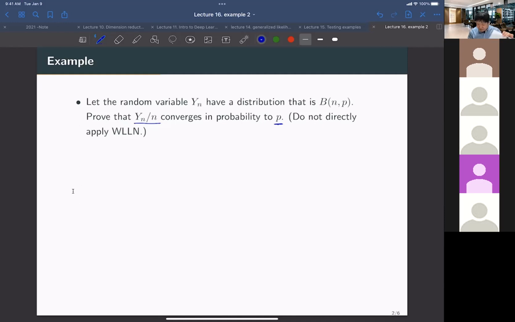Okay, so let me see. Convergence in probability means that Xn converges to some number X or C. For any epsilon, the probability that the difference between these two is greater than or equal to epsilon always goes to 0 as n goes to infinity.